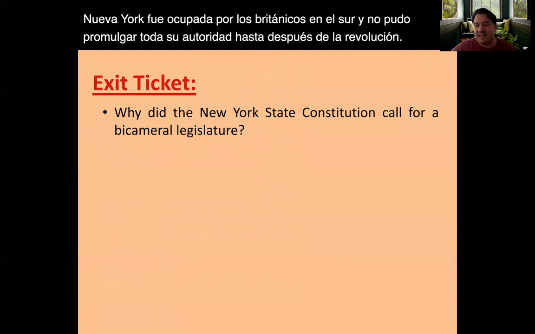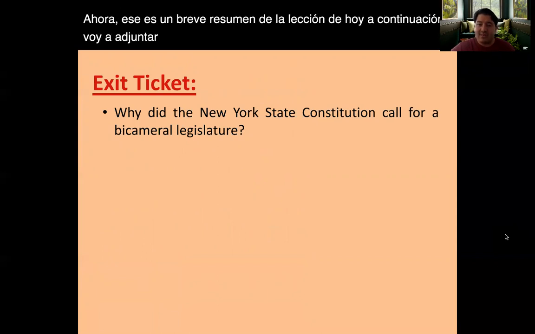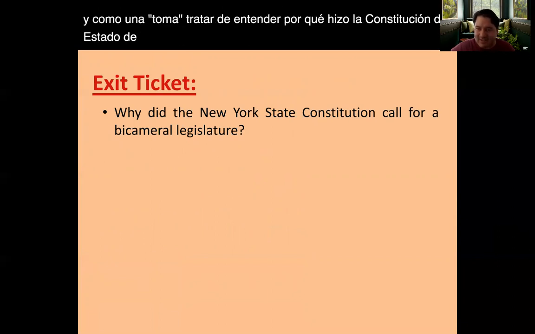Now, that's a brief summary of today's lesson. Below, I'm going to attach, for your reading, the New York State Constitution. And just as a takeaway, try to understand, why did the New York State Constitution call for a bicameral legislature?